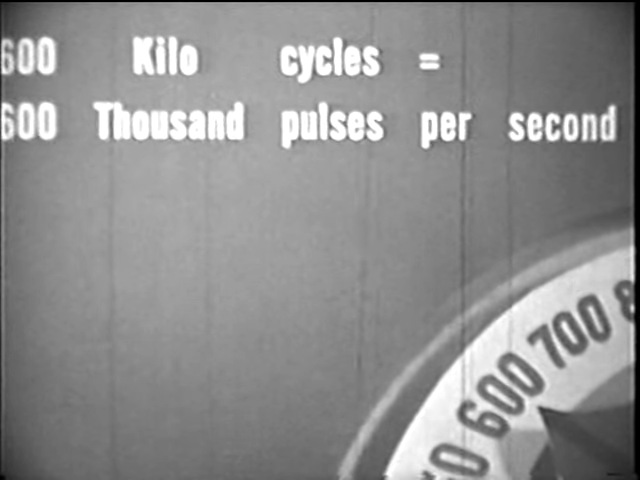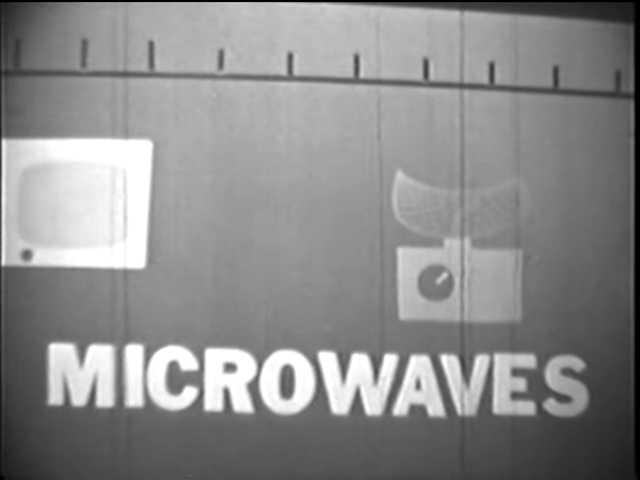Your radio lets only one frequency through at a time. At 600 kilocycles on your dial, for example, your radio receives electromagnetic energy at a frequency of 600,000 pulses per second. Higher frequencies are used to transmit pictures. Still higher frequencies, called microwaves, are generated for radar.